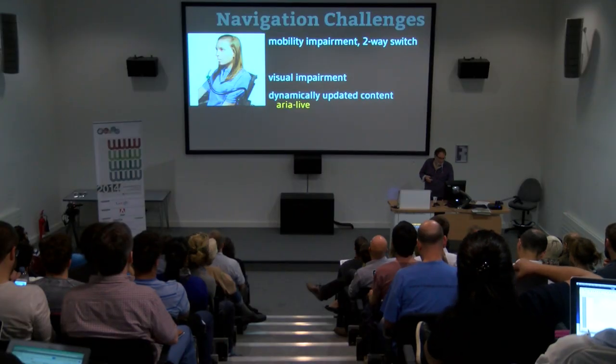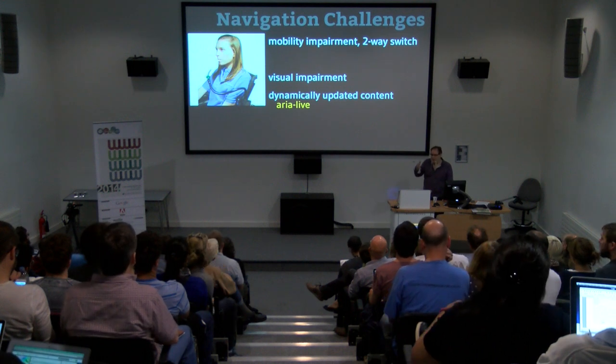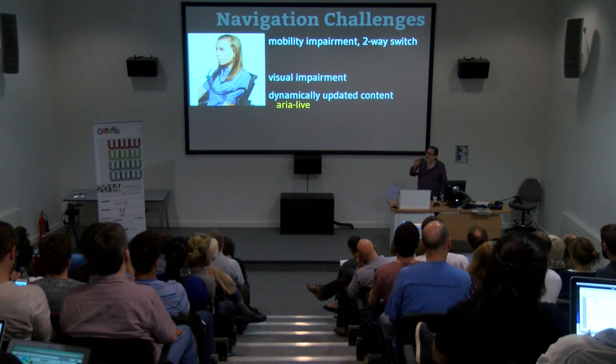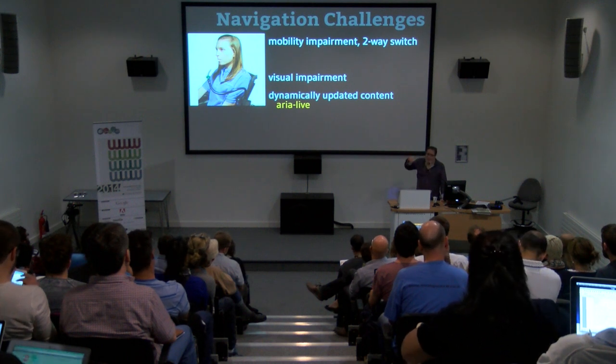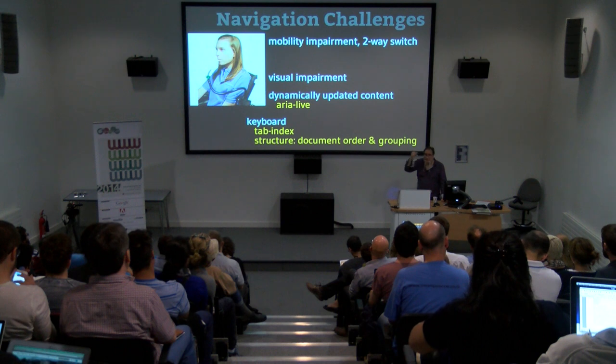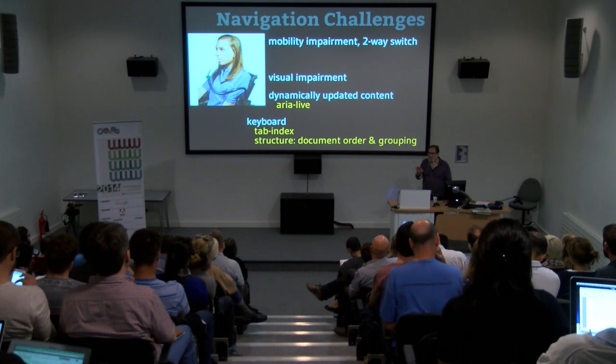So then you've got your visual impairments. When you are dynamically updating your content, there's something called ARIA, and for people that are blind, who wouldn't see this thing that's changing over in the corner, you can tell them, this is an ARIA live region, and every time it's updated, it will tell them. When you are navigating by the keyboard, you often want to use things like tab index. When you're making the document, think about the order in which that document is being consumed. Think about the document order and grouping, not just how it looks.